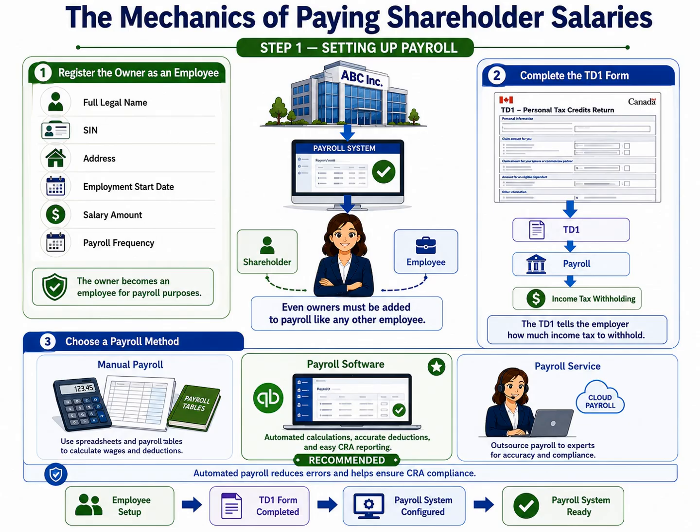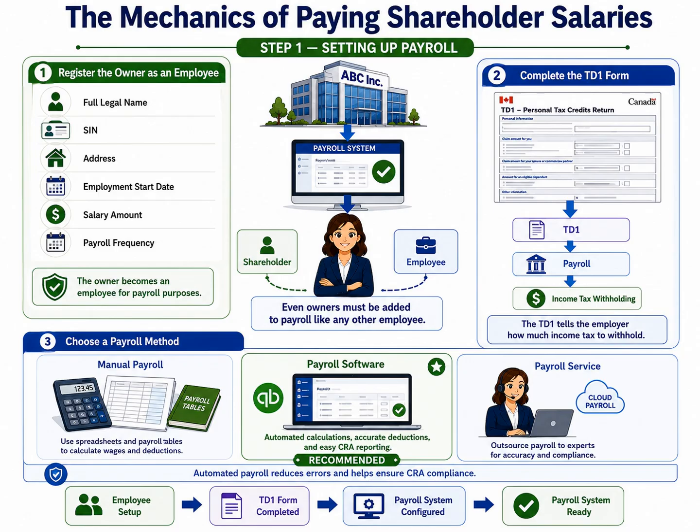Just like any other employee, the corporation records basic payroll information, such as the owner's legal name, social insurance number, address, employment start date, salary amount, and how often they will be paid. Once this information is entered, the owner officially becomes part of the corporation's payroll system.